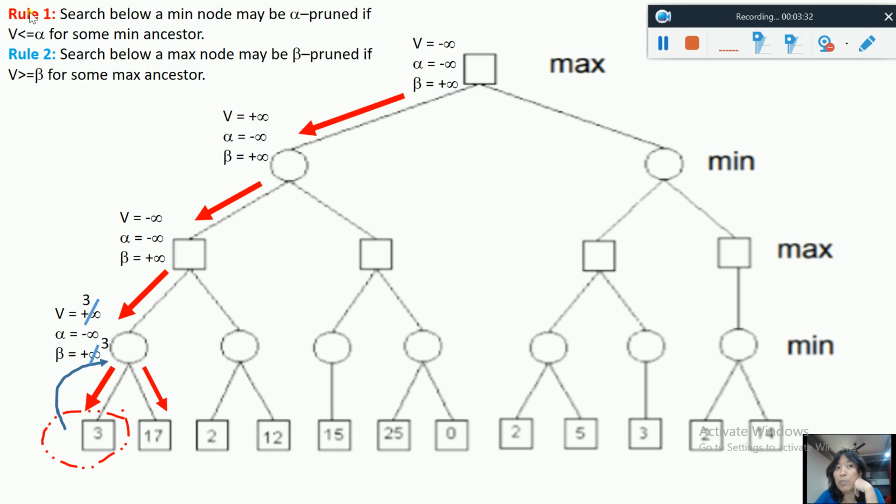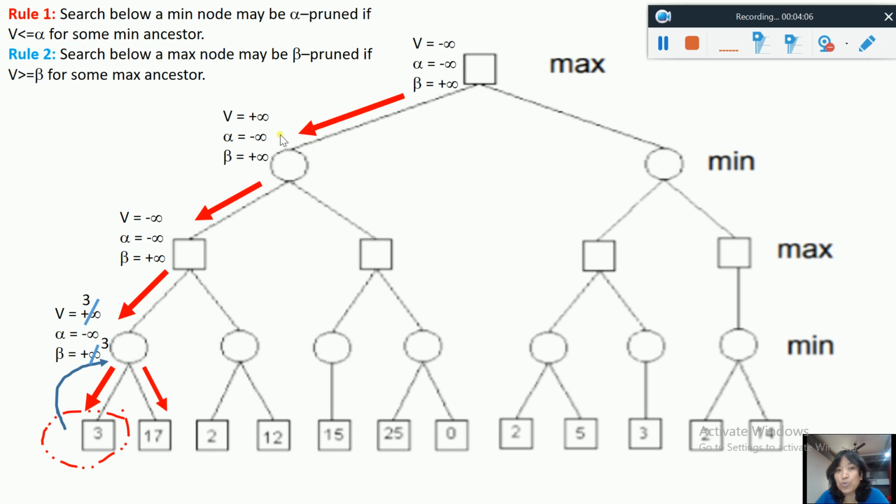And we should remember the two rules. Rule 1: search below a min node may be alpha pruned if the value of the node is less than or equal to the max value for some max ancestor, and search below a max node may be beta pruned if the value of the node is greater than or equal to the min value for some min ancestor. As we all know, we usually traverse a tree from the left-hand side, so we will go to the left.